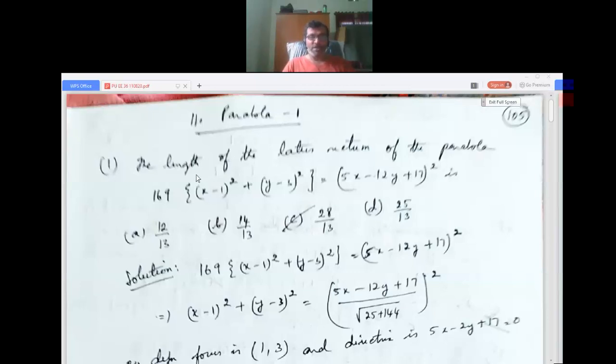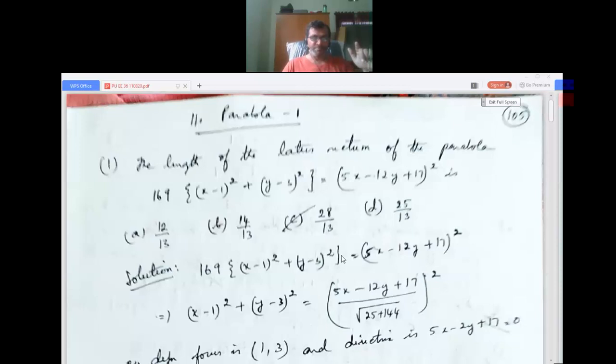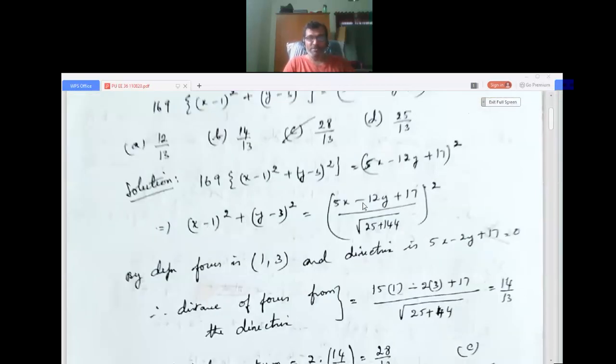The length of the latus rectum of the parabola 169 into (x minus 1) squared plus (y minus 3) squared is equal to (5x minus 12y plus 17) squared is: first option 12 by 13, second option 14 by 13, third option 28 by 13, fourth option 25 by 13. As it is given, I have taken. You want the length of the latus rectum of this parabola. So I rearrange it a little bit. I write it as (x minus 1) squared plus (y minus 3) squared is equal to the square of (5x minus 12y plus 17) divided by root 169, that is 25, whole square.